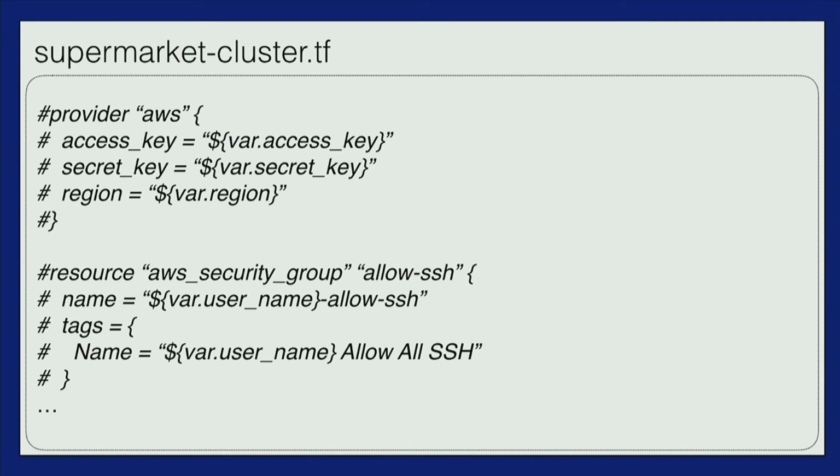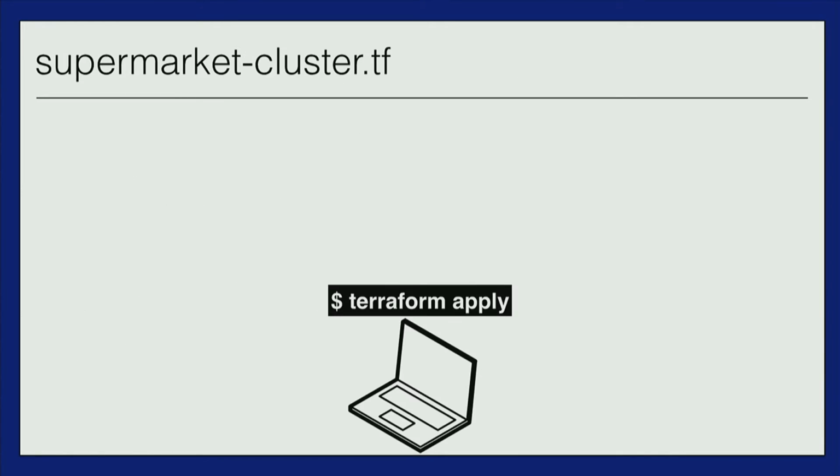What I like to do when I'm refactoring a Terraform config is start out by commenting out the entire thing. And then I rebuild it piece by piece, adding tests along the way. So here we've commented out our supermarket cluster.tf. At this point, if I ran terraform apply from my workstation, it would do nothing. In fact, it would probably just return an error. So obviously we can't create our test infrastructure just yet.